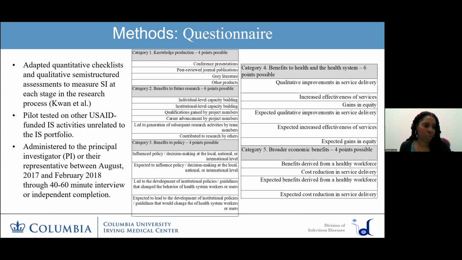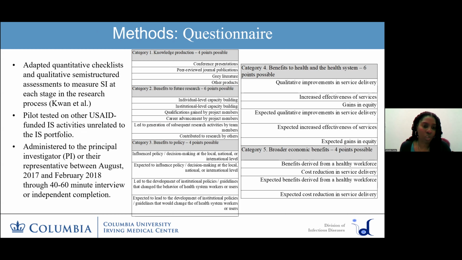So we used a checklist that was adapted, that was developed by another co-author that included both semi-structured assessments. We piloted it with another portfolio within USAID's implementation science program to see how it would work, and then administered it with the principal investigators or respective members of their team during this period of time. And so within the categories that I mentioned, the first was knowledge production. So these are the things that we live in every day in academic settings. They're conference presentations, peer-reviewed publications, write-ups that go into the degree literature, and other products that one might produce.